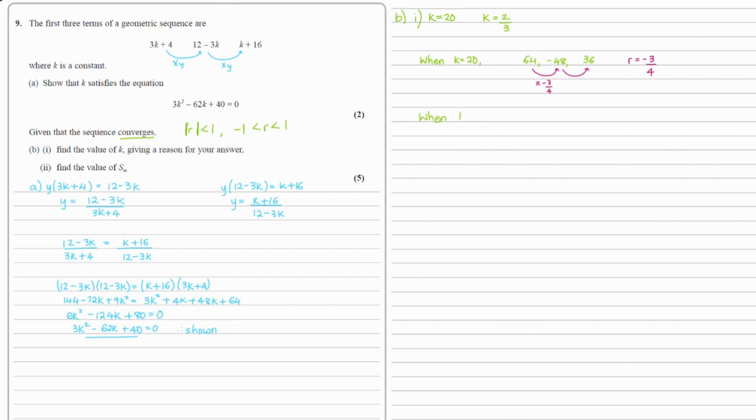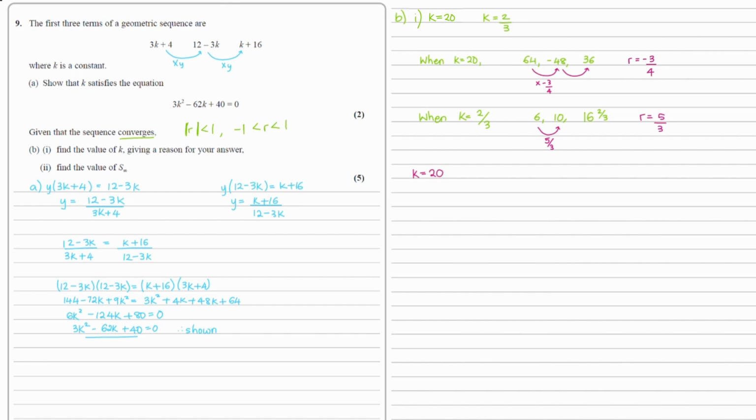When k is equal to 2 over 3, if we substitute k into each term of the sequence, 3 multiplied by 2 over 3 is 2, plus 4 gives us 6 as the first term. The second term would be 10, and the third term would be 16 and 2/3. To check, we do 10 divided by 6, which gives us 5/3, which means that the common ratio r is 5/3. So the value which is valid for this question is k is equal to 20.